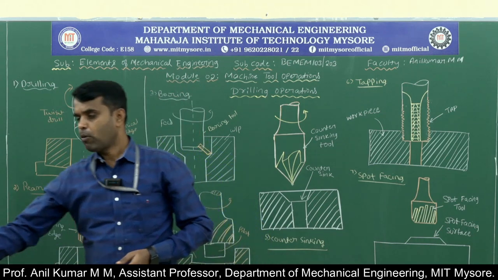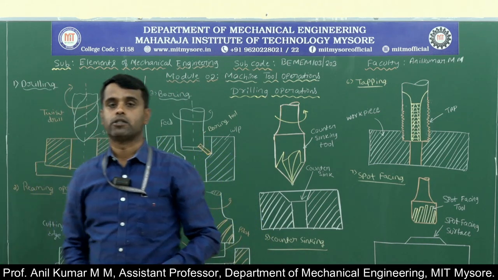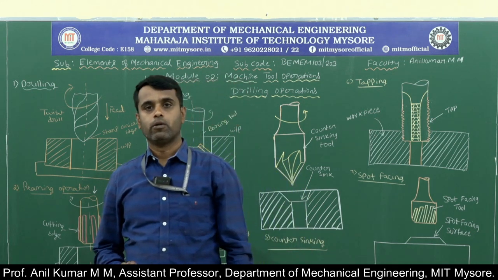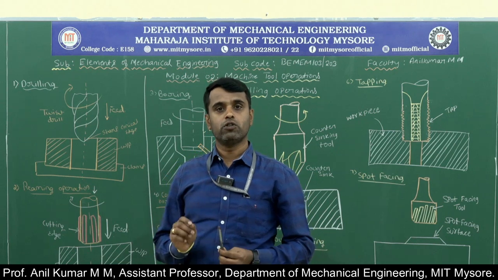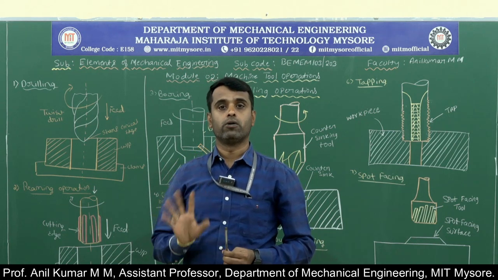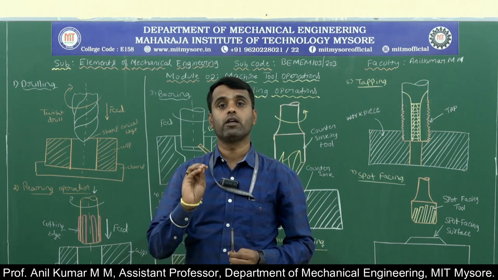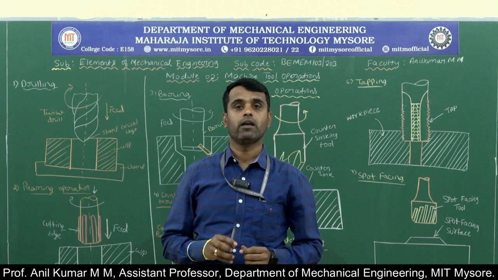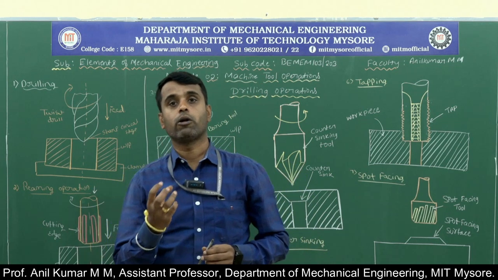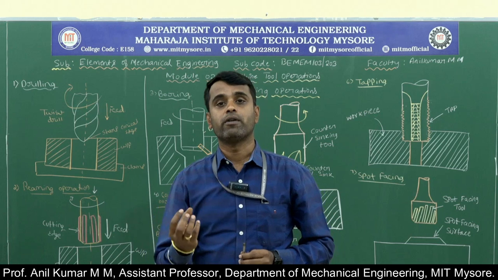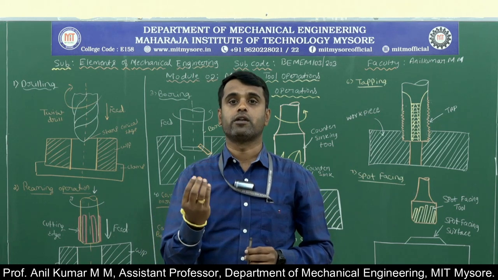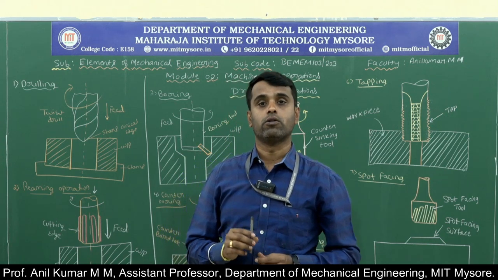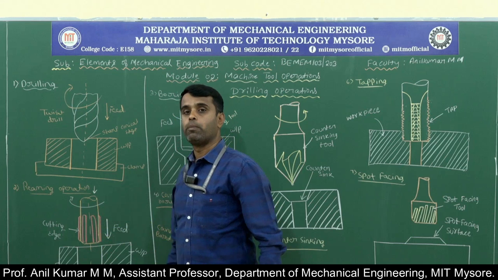The next operation is reaming. Reaming is a machining operation used for finishing the drilled hole, smoothing the surface of a previously drilled hole. The surface is finished, and we achieve high accuracy on the surface of the previously drilled hole. That operation we call the reaming operation.